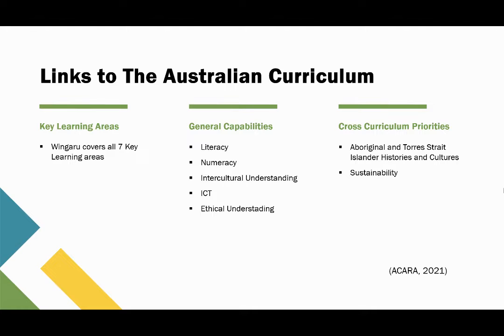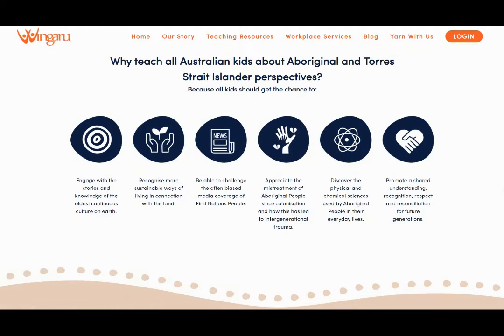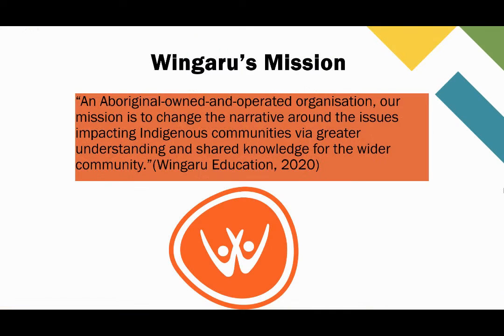The website I'm focusing on, the resource, is called Wingaru, which covers all 7 of the key learning areas, as well as many of the general capabilities and cross-curriculum priorities. The resource also provides opportunities for professional development for teachers. And Wingaru's mission is a goal of combating racism and discrimination, as it's widely understood that reconciliation will only be achieved through education and acknowledgement of the past.